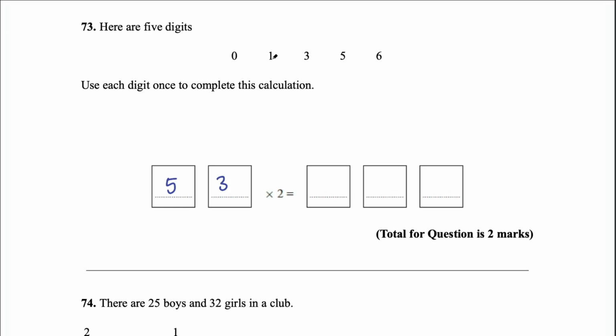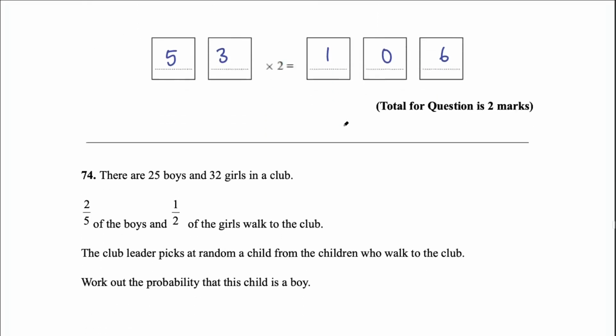The digits remaining are 1, 0 and 6, so this is going to work. 53 times 2 equals 106. So that's one possible answer to this question. There is another one, see if you can find it. But that was question 73 for 2 marks.